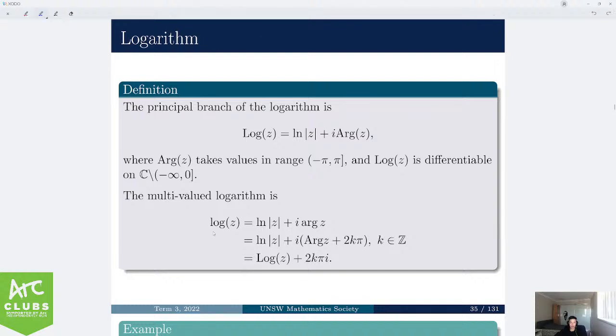The multi-valued logarithm, denoted with lowercase l, is just the same except with the lowercase a. arg z is the principal Arg z plus 2k pi, and hence the multi-valued log is just the principal Log plus 2k pi i.